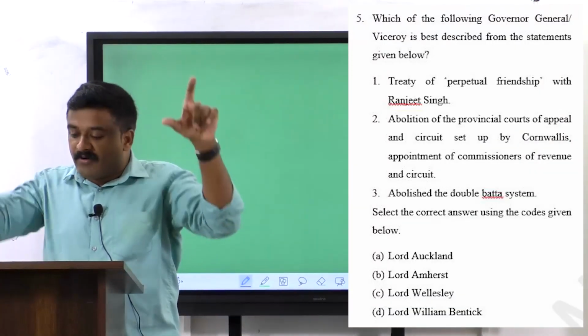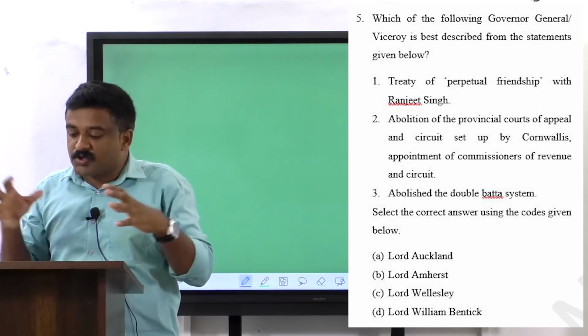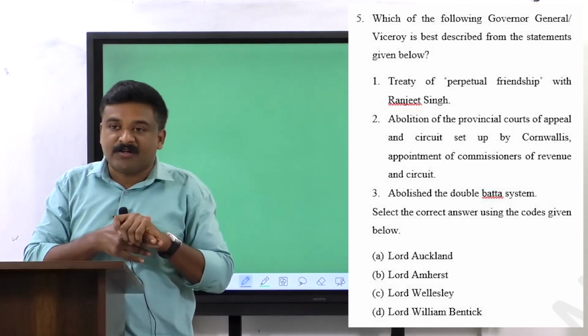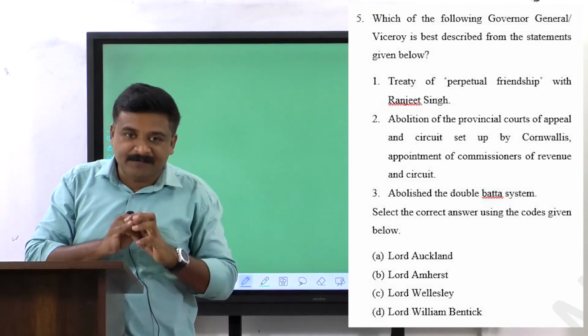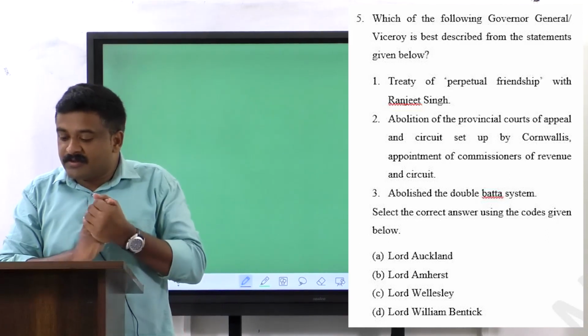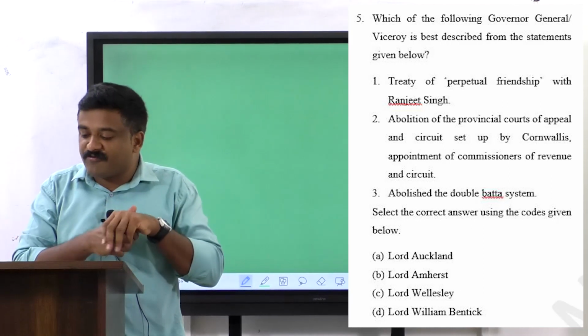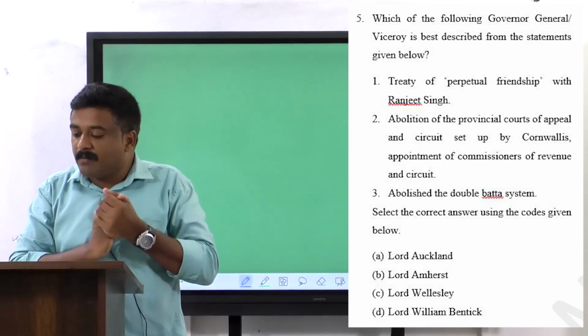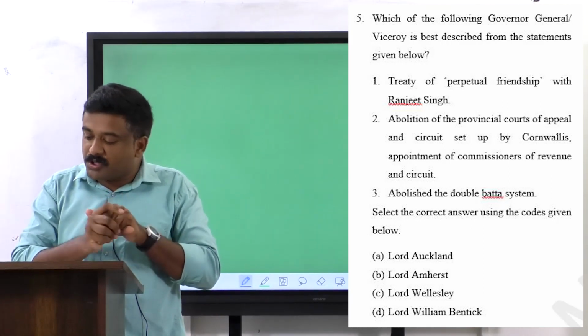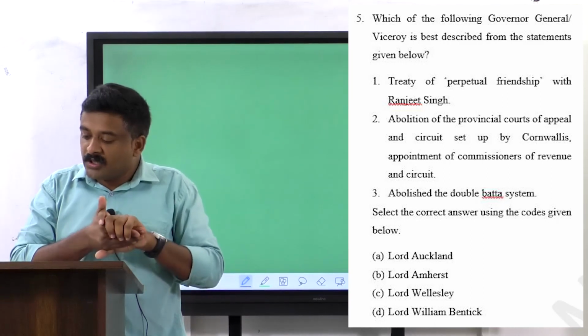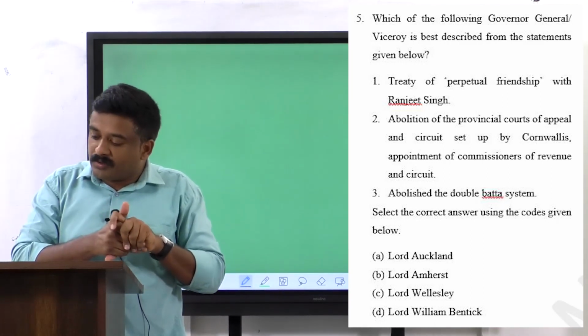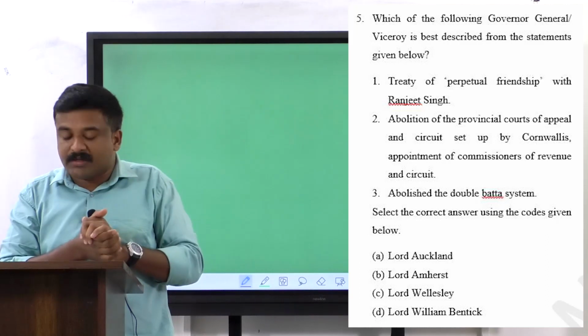Which of the following Governor General or Viceroy is best described by the statements given below? It's a very easy question. Am I right, Ramya? Yes. Then, Hemant: Treaty of Perpetual Friendship with Ranjit Singh, abolition of provincial courts of appeal and circuit set up by Cornwallis, appointment of commissioners of revenue and circuit, abolished the double batta system.